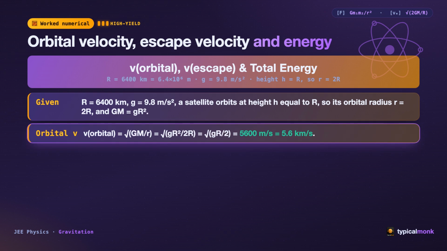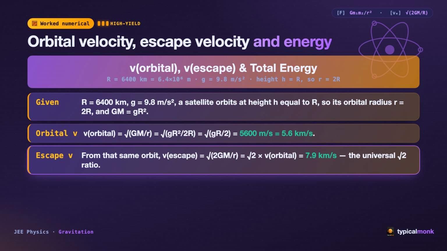Step 2. The orbital velocity. V orbital equals the square root of GM over r, which becomes the square root of gR squared over 2R, which simplifies to the square root of gR over 2. Plugging in the numbers gives 5,600 meters per second, or 5.6 kilometers per second.